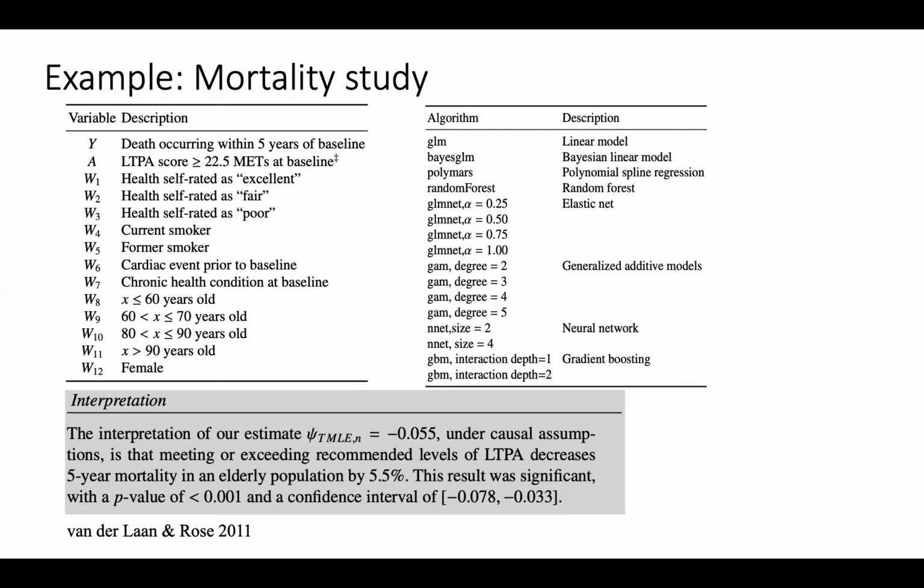They use that for the superlearner, and they do the targeted step, and the final estimate is negative. That means that, under causal assumptions, if the causal identifiability assumptions are met, meeting the recommended levels of physical activity will reduce your mortality by 5.5%. So you interpret it in the traditional statistical way, but you also have the potential of doing the causal interpretation as well.